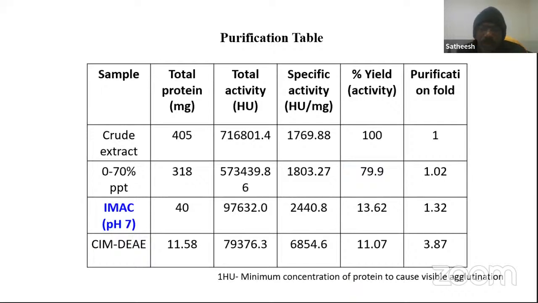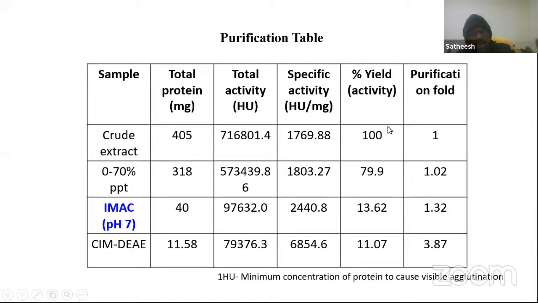So this is the purification table. Once you do this kind of biochemical purification study, we try to calculate how much the activity is. It all starts with the crude extract, which has this much total protein and total activity, which is the hemagglutination activity. When you have this much protein, you have very high hemagglutination activity. The specific activity is the total activity divided by the quantity of the protein.